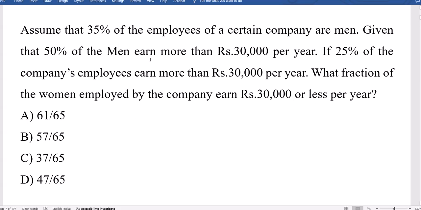Work on this question and let me know what's your answer. When a question is displayed, don't waste your time, try to work on that question. What's your answer? Option A, B, C, D, or none of these?